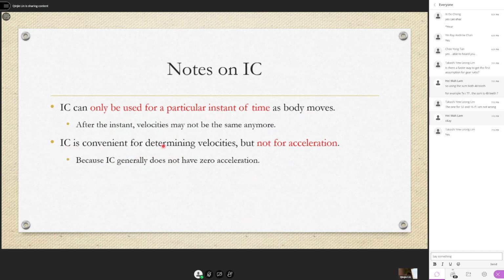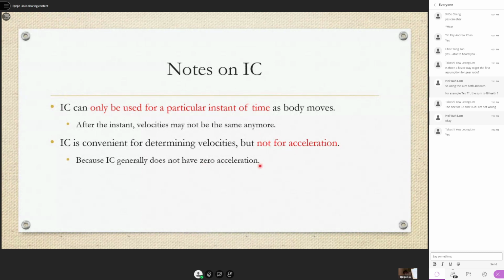IC is convenient for determining velocities, but not for acceleration, because IC generally does not have zero acceleration. So for this entire thing, these past few slides, we say instantaneous center of zero velocity. We never talk about acceleration, because only the velocity that we are trying to analyze is apparently not moving, correct? And then we can confirm that the velocity is zero. But how about for acceleration?